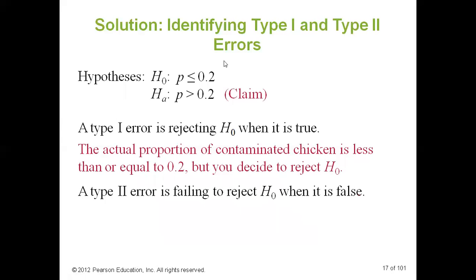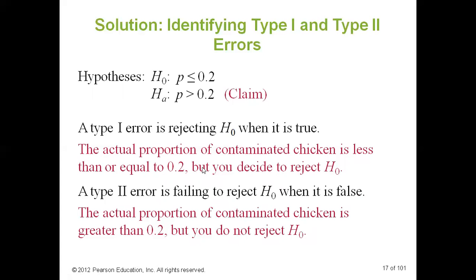Suppose the actual proportion of contaminated chicken is greater than 0.2, but we are accepting the null hypothesis, that is, we are not rejecting it even though P is greater than 0.2.